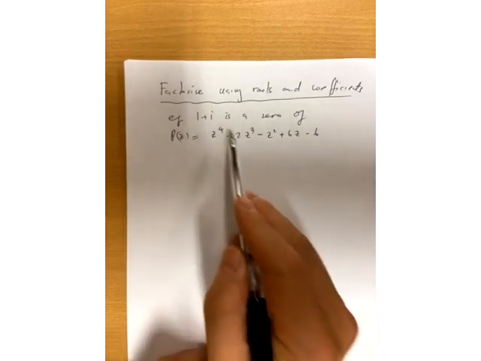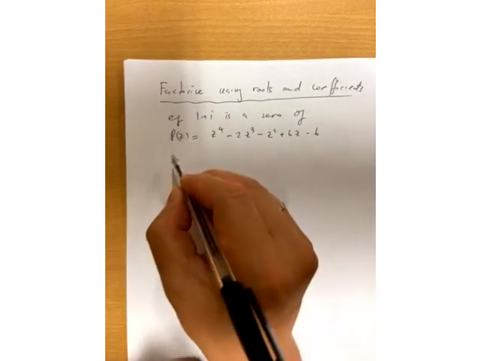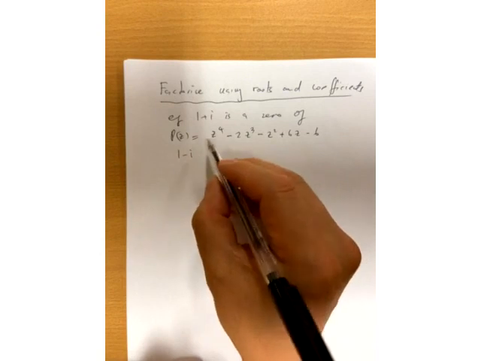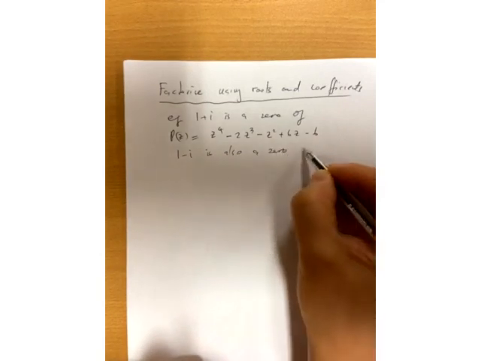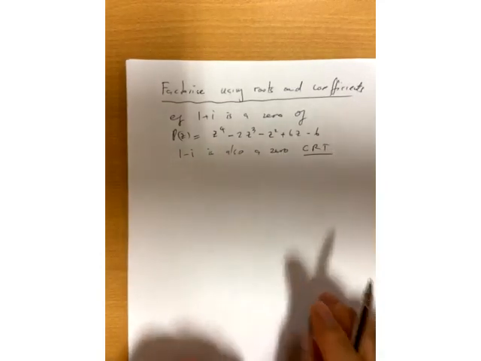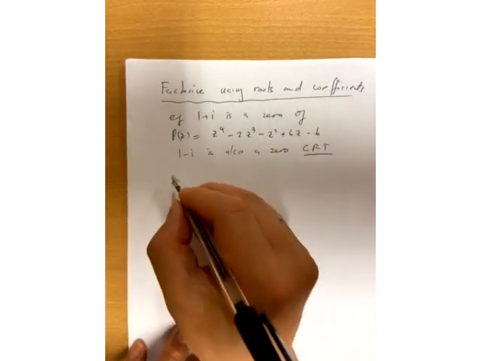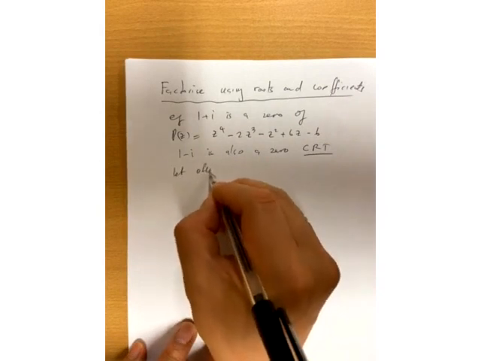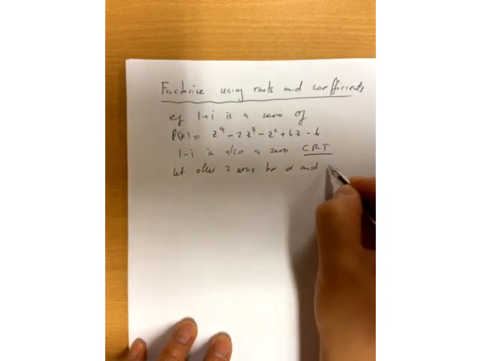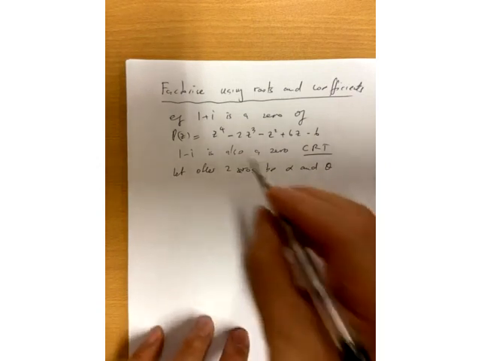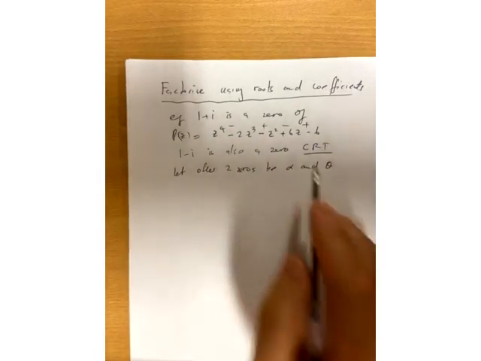Okay, so if 1 plus i is a zero of this polynomial whose coefficients are all real, then 1 minus i, according to the conjugate root theorem, is also a zero. And so if you were to do the roots and coefficients method, you will let the other two zeros be alpha and theta. I don't like writing beta.